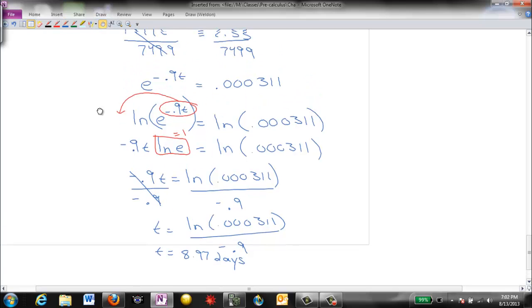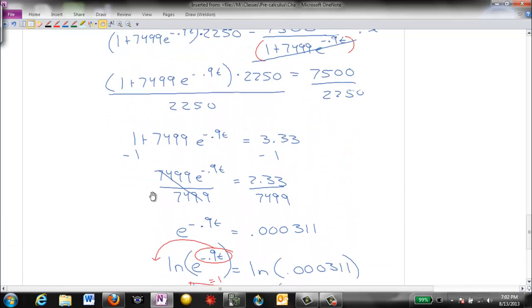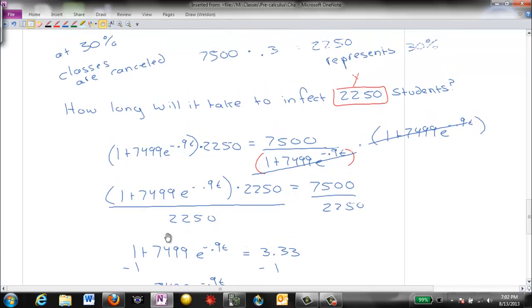So to answer our question, I'm going to scroll back up here. To answer our question, how long will it take to infect 2,250 students? It will take approximately 9 days to cancel classes. It's pretty quick. In 9 days, 30% of your college campus could be infected by some virus.